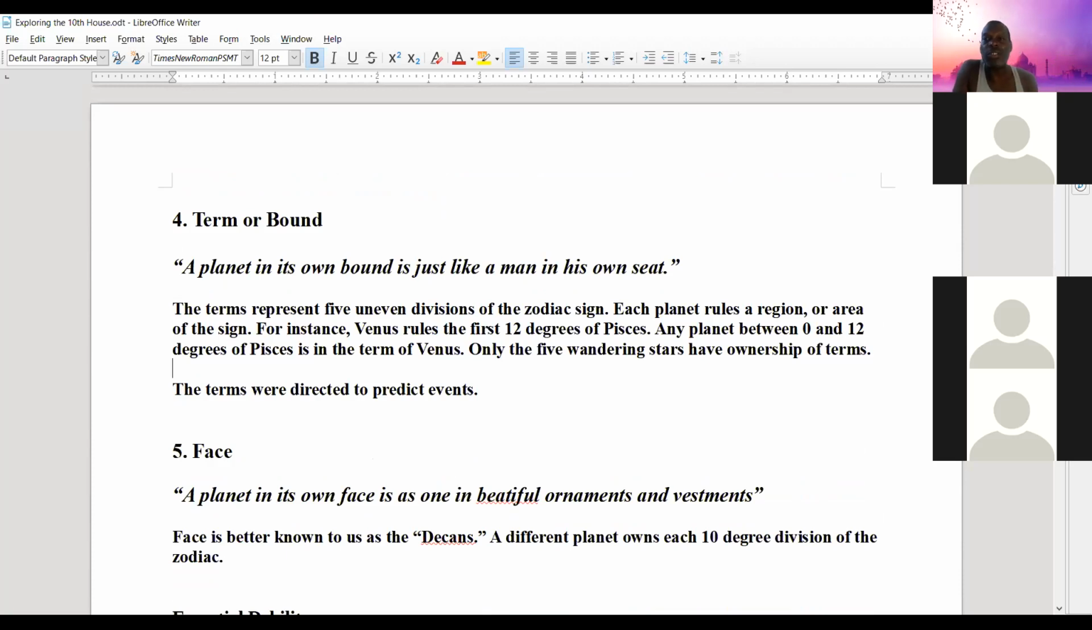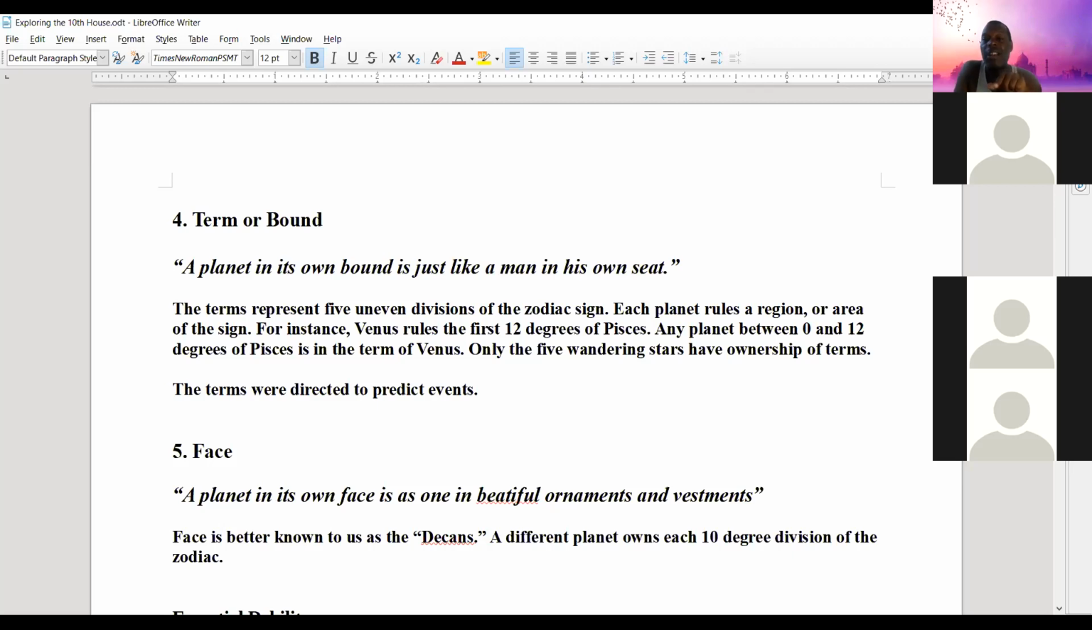Someone asked me how the triplicity works with the bound. I don't know that it necessarily does or has to. That's actually my answer. If the triplicity is looking at overarching long periods of time, the bound is looking at specific allotments of time. A planet in its own bound is just like a man in his own seat. The term represents five uneven divisions of the zodiac sign.